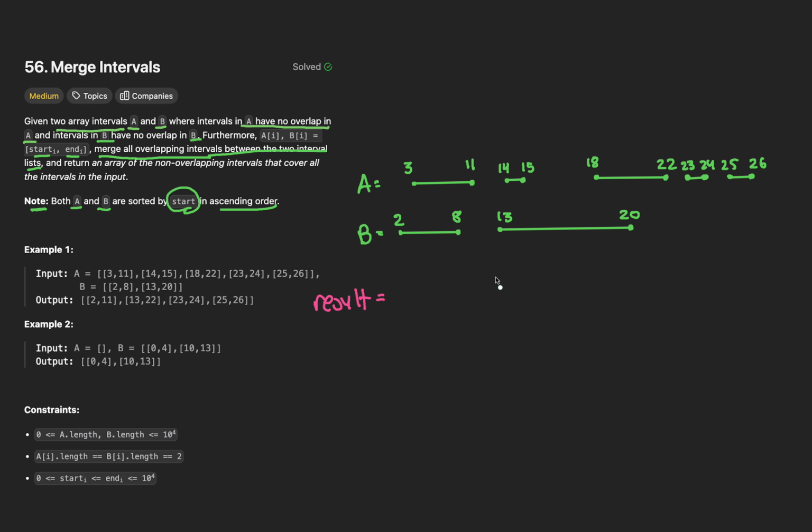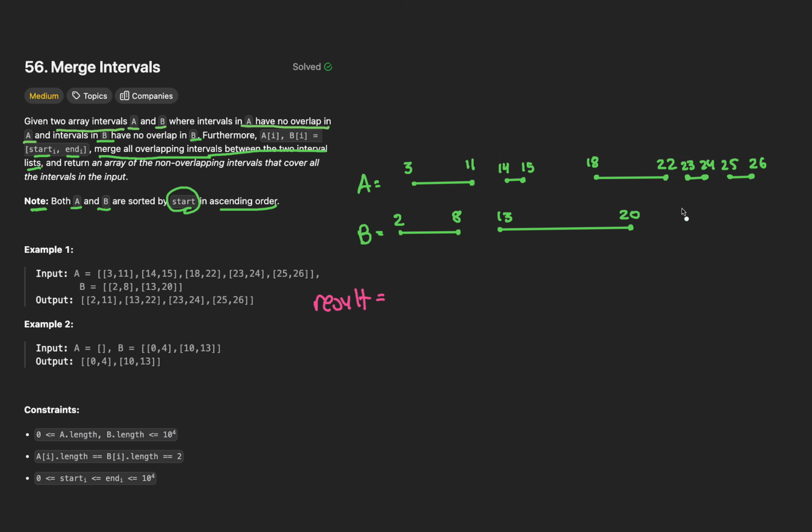Now to solve this, we carry the same idea from the original LeetCode problem. We still want to process each interval in increasing start. So ideally, we visit this interval in B first because it has the earliest start of 2. Then, after that, we visit the interval in A because it starts next at 3, the next soonest one. And then the 13, 14, 18, 23, and finally 25.